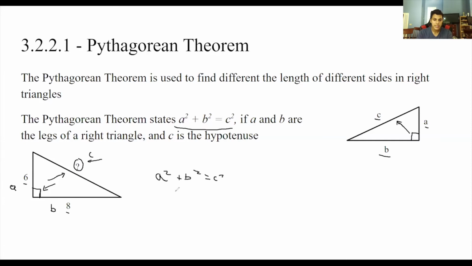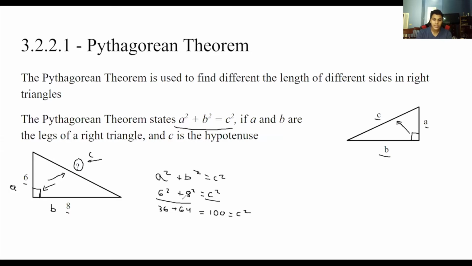So now I can substitute these into my equation where a and b were. So it should read 6 squared, because that's a squared, plus 8 squared, because that's b squared, equals c squared. All right, I'm trying to solve for c, so I'm going to simplify the left-hand side first. So 6 squared is 36, 8 squared is 64. Now if I add 36 and 64, that gives me 100. Therefore, 100 equals c squared.